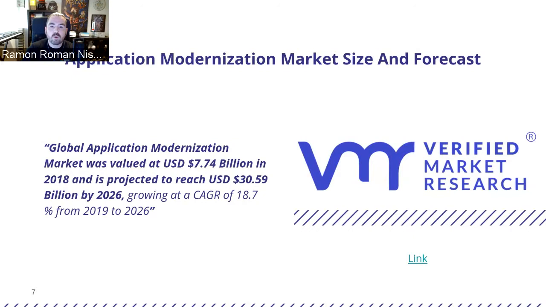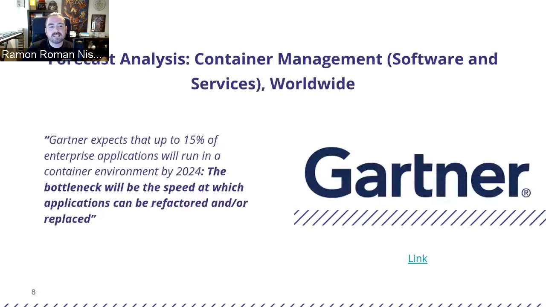All of them are involved in this. All of them are investing heavily in modernizing their applications. But there seems to be some sort of problem related to this modernization. So coming back to the Gartner forecast, they expect that up to 15% of enterprise applications will run on a container environment by 2024. But there seems to be a problem with the how.